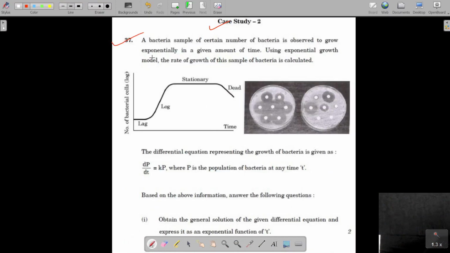For question number 37, it's given that a bacteria sample is observed to grow exponentially in a given amount of time. Using that exponential growth model, the rate of growth of the sample of bacteria is calculated. This is the number of bacteria cells, and the graph shows the phases: lag, log, stationary, dead, and this is the time axis.